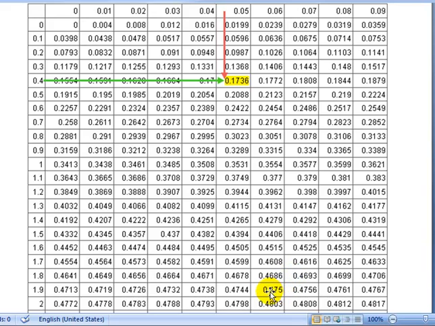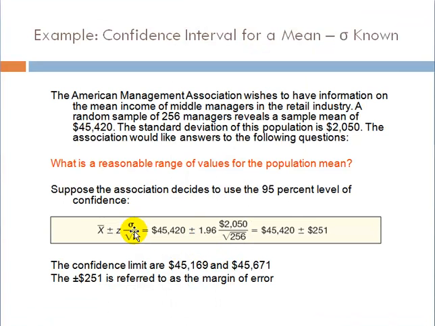Once we find this number, go horizontally to the first column, that's 1.9. Then from the 0.475, go vertically until the first row, which is 0.06. So that means the corresponding z value to 0.475 is 1.96. Okay, so let's go back to the slides. That's how we find out the z-value for the 95% level of confidence is 1.96.